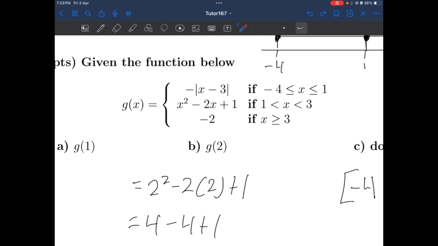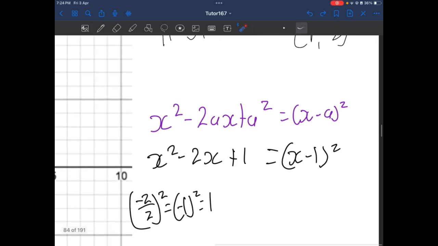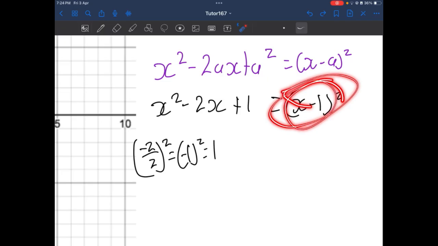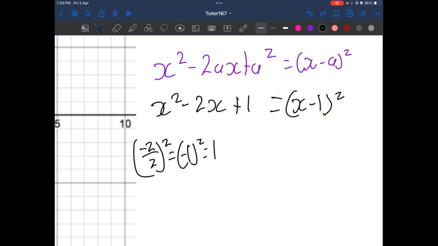Even though it's g of x, we could also just say it's y. So g of x is equal to x squared minus 2x plus 1. We could also say y is equal to x squared minus 2x plus 1. So if y is equal to x squared minus 2x plus 1, y is also equal to this, because it's the same exact thing.